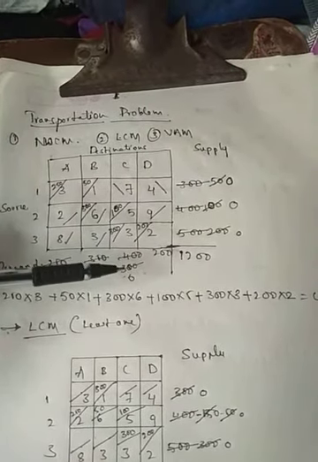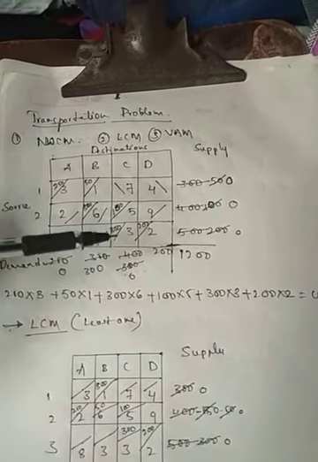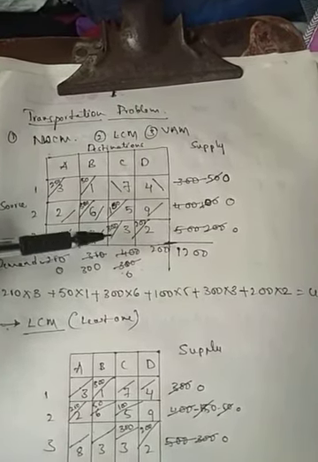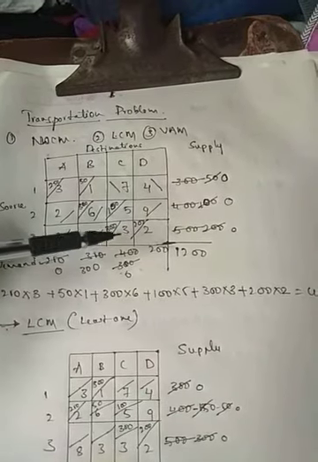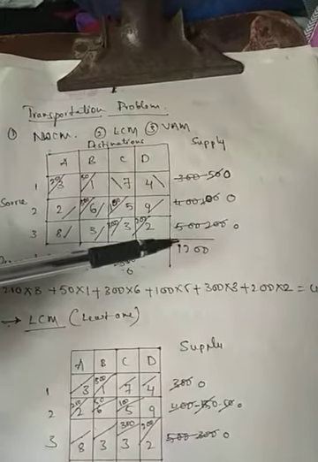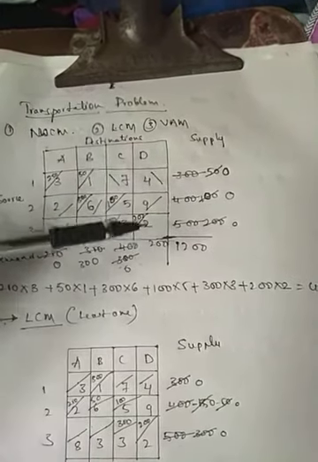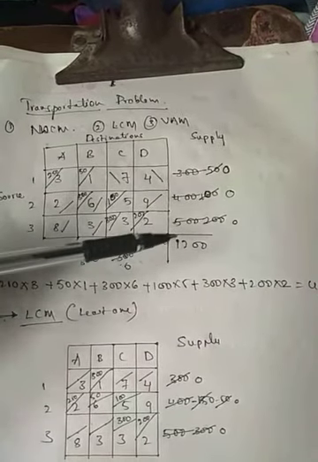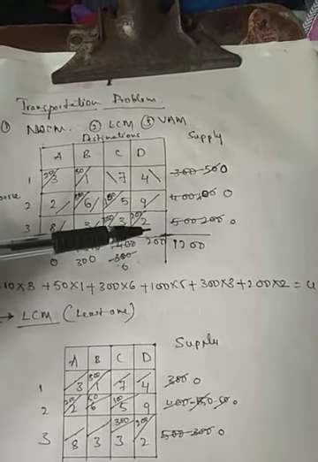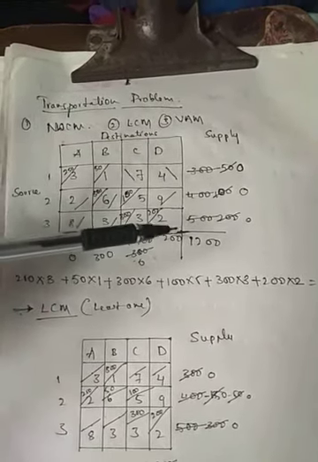400 minus 300 left, so here is the northwest corner, so we have to write 300 here. Okay, here 300, so 500 minus 300 is 200 left. So finally we get 200 minus 200 is 0. So it is the problem of the balanced method.